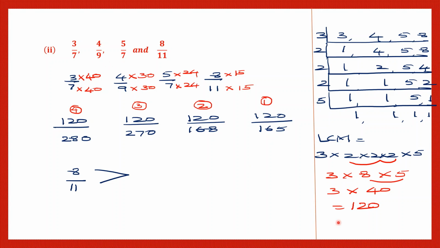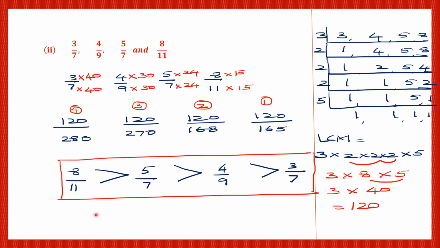And the third fraction here is 5 by 7. So that is 5 by 7. This is greater than 120 by 270, which is the second fraction here. So the second one in the question is 4 by 9. And the last one is the first fraction that we have here, 120 by 280, which is 3 by 7. So let's write that, 3 by 7. So we've got our answer here. 8 by 11 is greater than 5 by 7, which is greater than 4 by 9, and that is greater than 3 by 7.